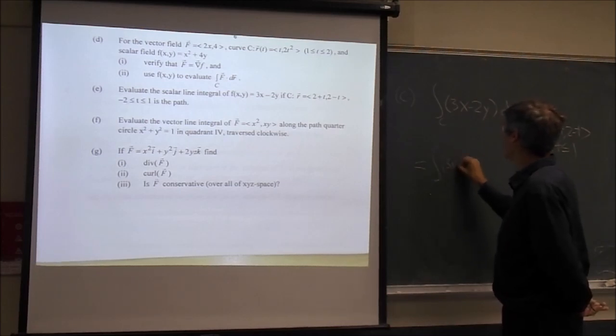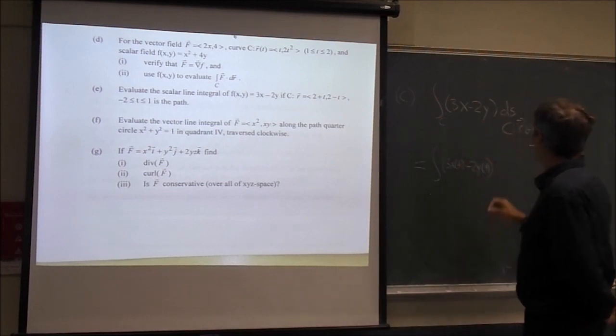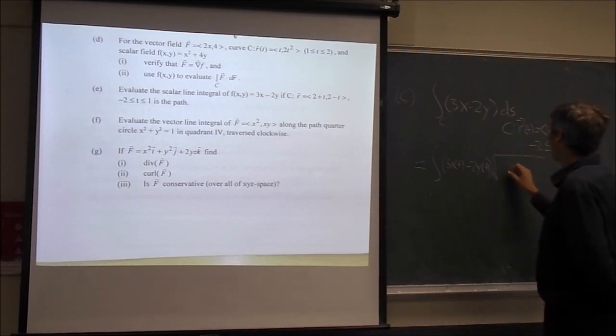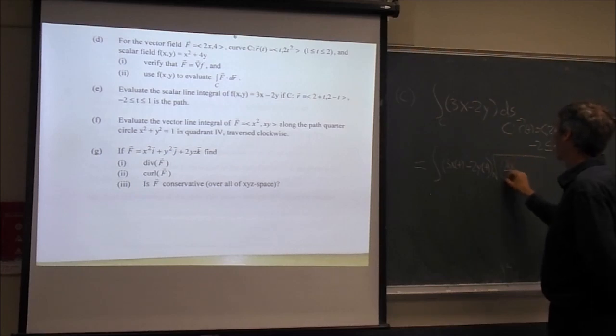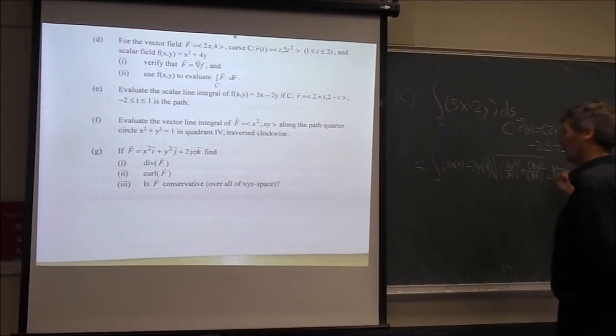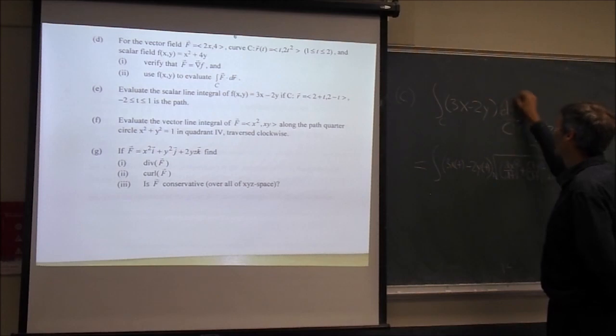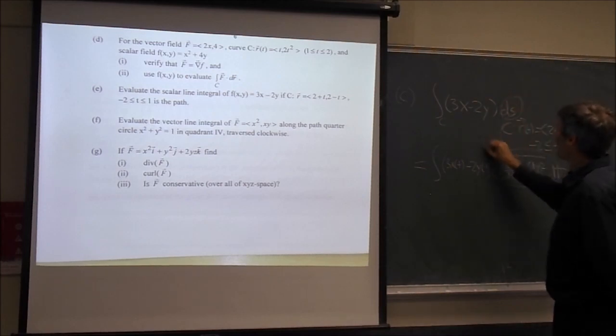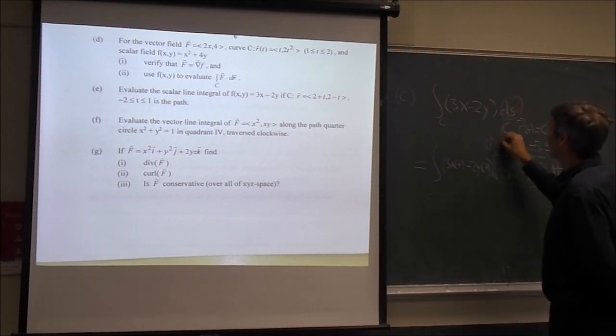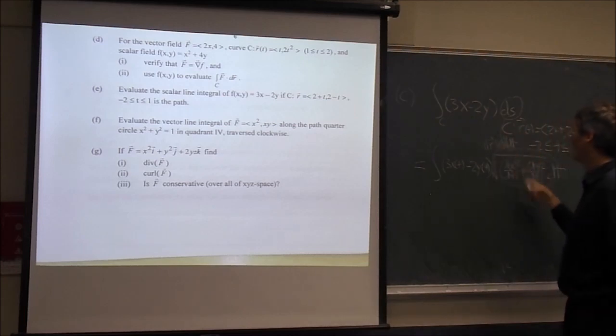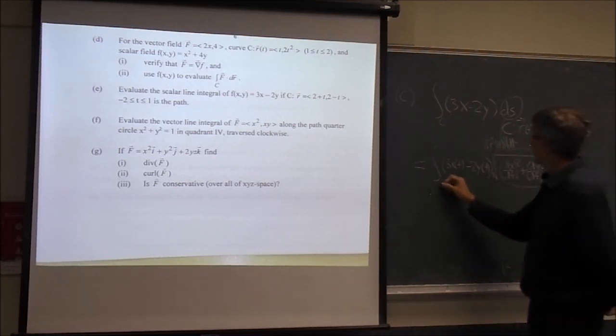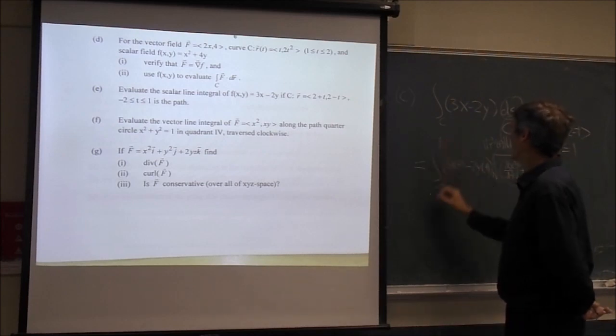the integral of 3x of t minus 2y of t, times the square root of (dx/dt) squared plus (dy/dt) squared, dt. This is how it can be evaluated. The ds becomes the length of r prime of t, dt. And now t runs from minus 2 to 1.